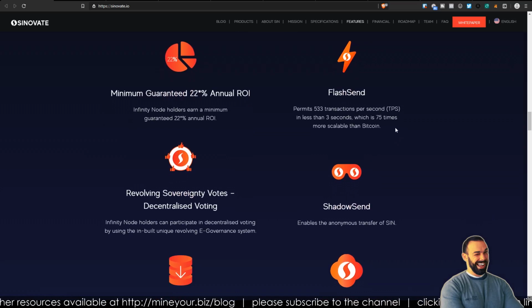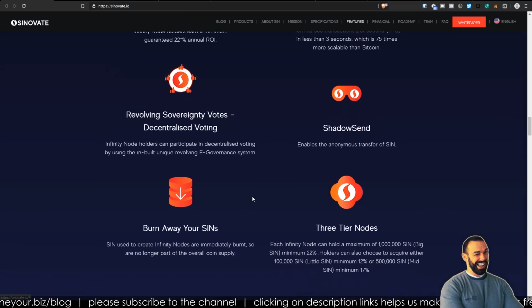And as they say, it's 75 times more scalable than Bitcoin, which we call the gold standard, right, of cryptocurrencies. That's a big deal too. Revolving sovereignty votes, decentralized voting. So revolving sovereignty. We'll have to read a little more about that another time.